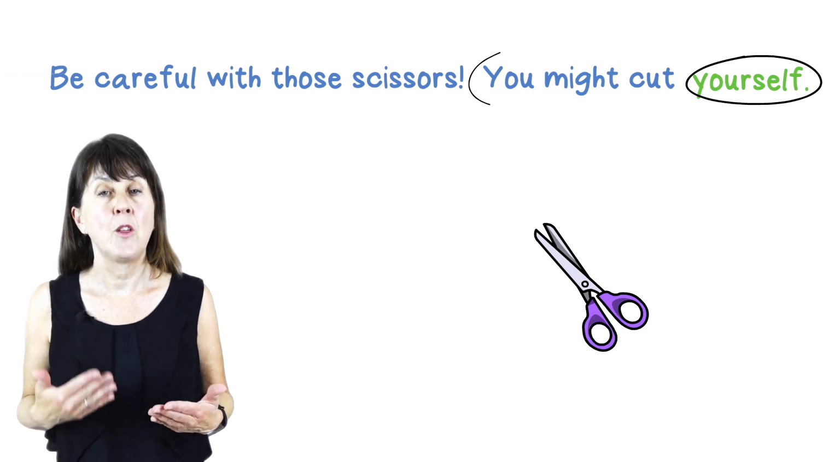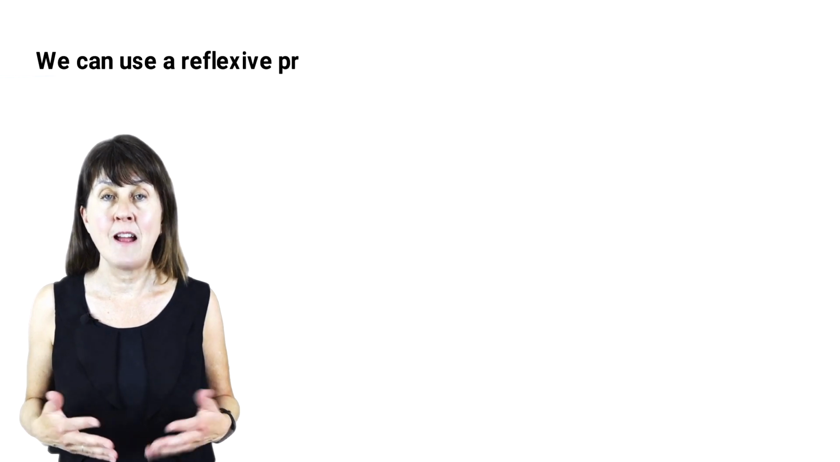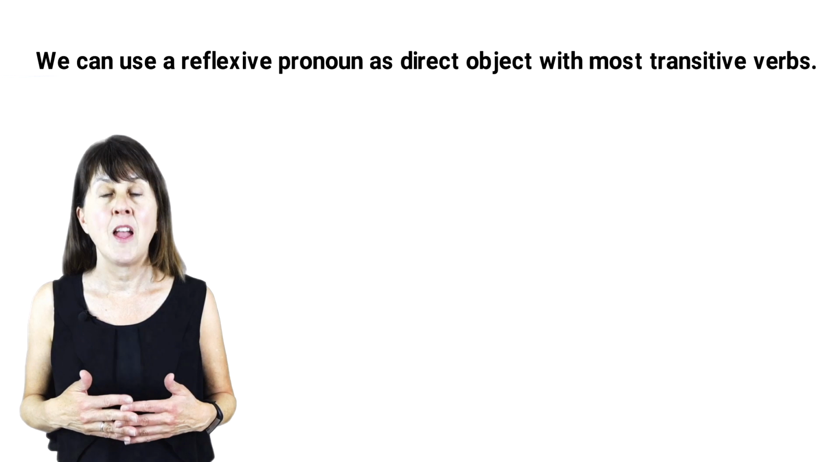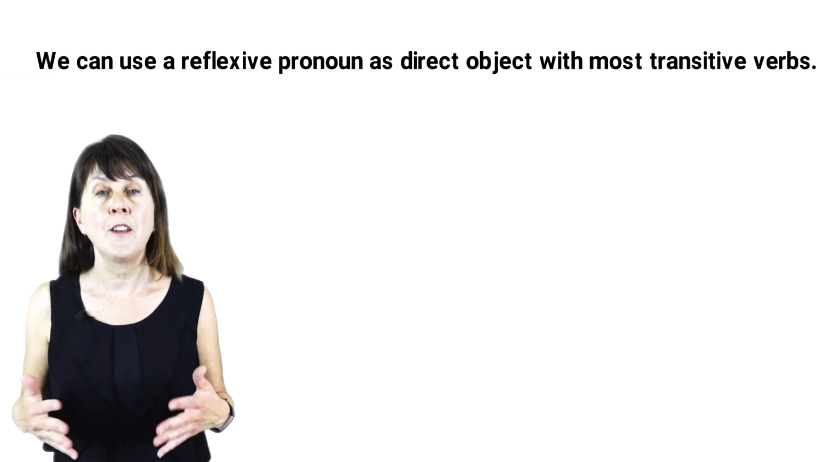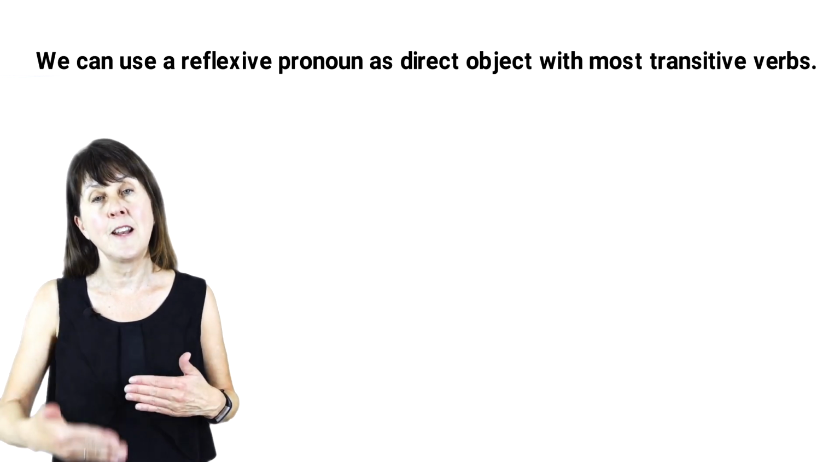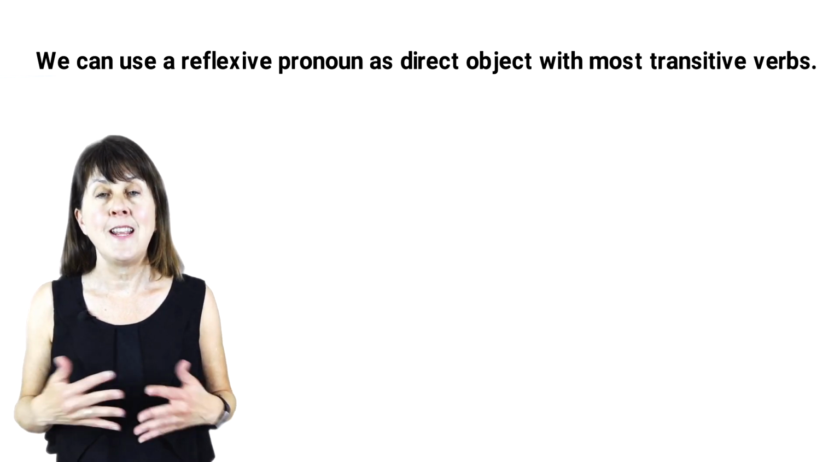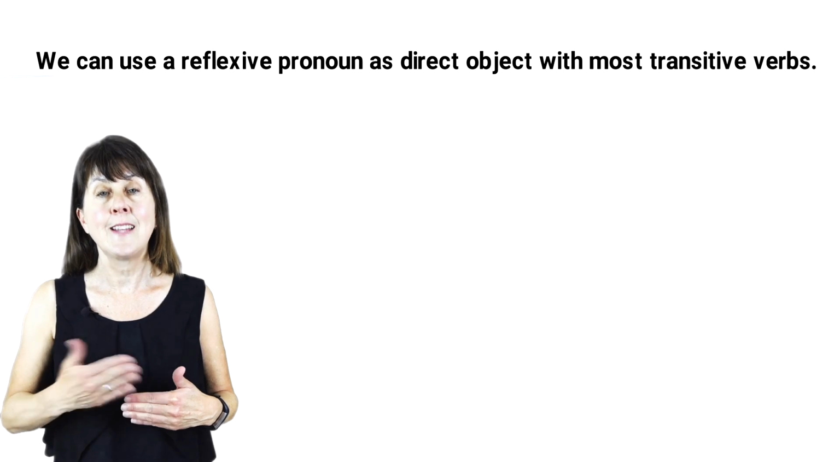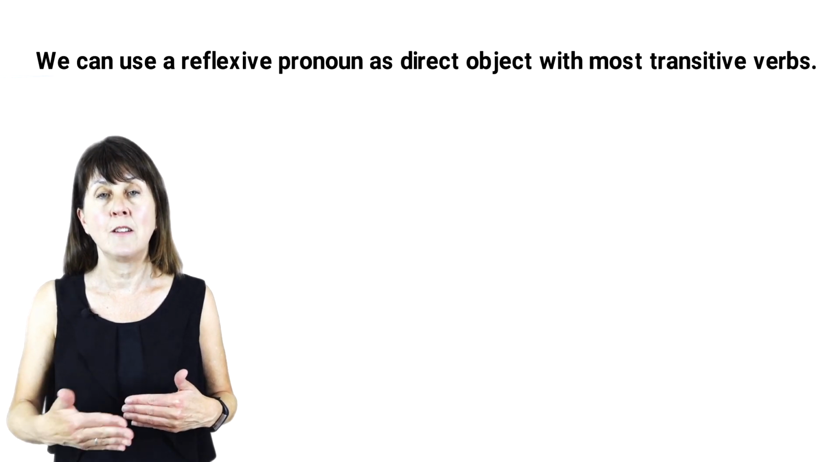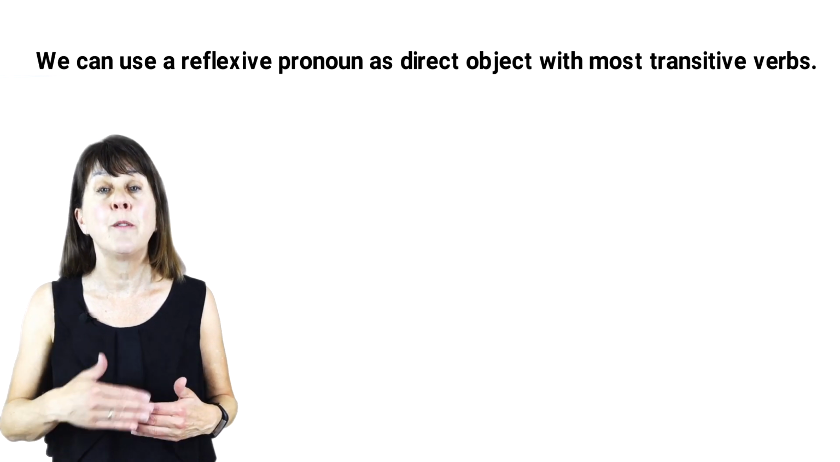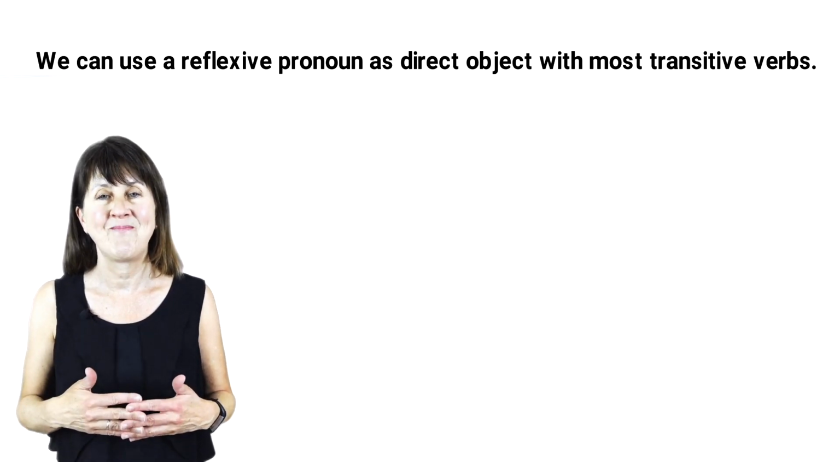Here again, you can see the direct object, yourself, is the same as the subject of the verb, you. We can use a reflexive pronoun as a direct object with most transitive verbs. A transitive verb is one that only makes sense if it exerts an action on an object. A transitive verb needs to transfer its action to something or someone else, an object. In essence, transitive means to affect something else.